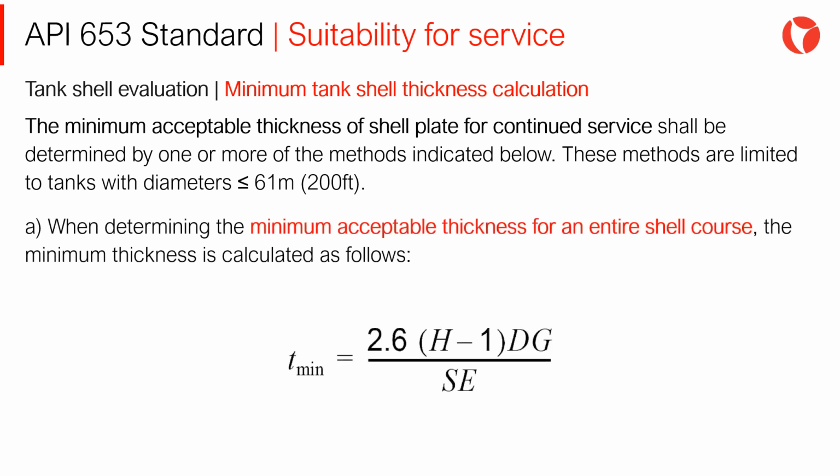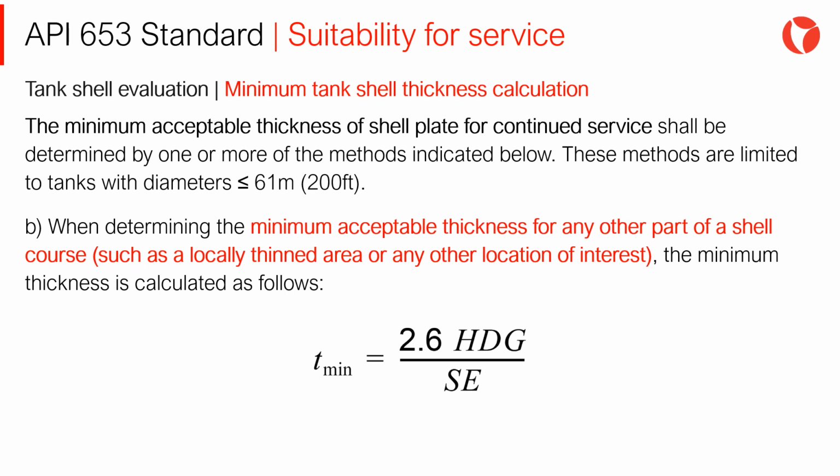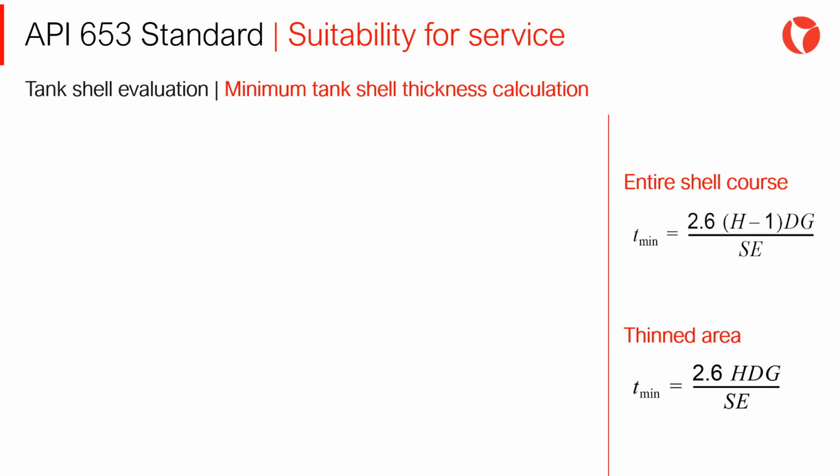When determining the minimum acceptable thickness for an entire shell course, the minimum thickness is calculated as follows. Whereas, when determining the minimum acceptable thickness for any other part of the shell course, such as a locally thin area or any other location of interest, the minimum thickness is calculated as follows. Let's discuss all these variables in detail for both of the equations mentioned before. On the right, we can see both equations for the entire shell course or for a thin area.